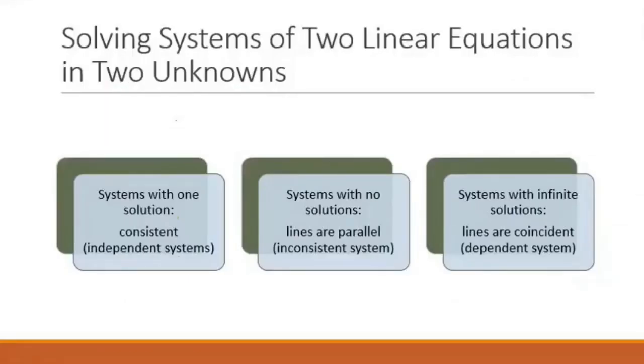We can summarize this as follows. If we find we have a system with a single solution, we call that system consistent, or we say it's an independent system. Generally, we'll just say, here's the xy pair that is the solution. If we have a system with no solutions, on the other hand, this happens because the lines are parallel, and we call this an inconsistent system. And if we have an infinite number of solutions, this happens because the two lines we're looking at are coincident, or the same line, and we call this a dependent system.